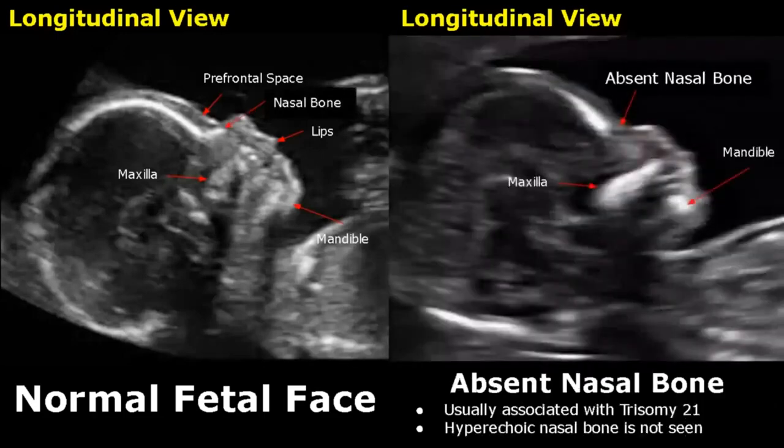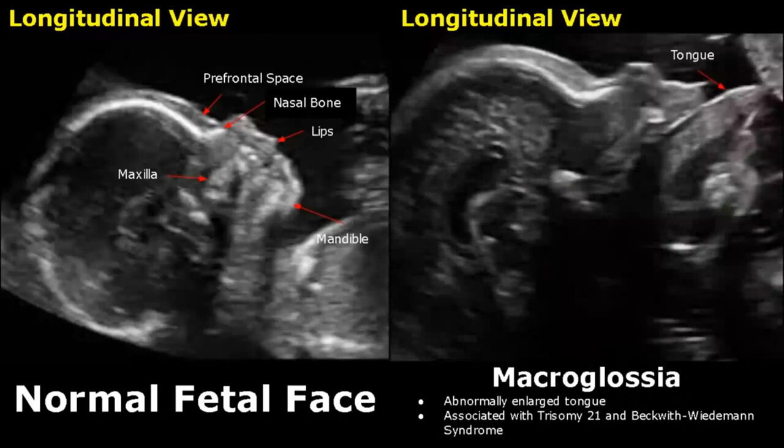Absent nasal bone is usually associated with trisomy 21. The hyperechoic nasal bone is not seen in this image, whereas in the normal image, we can see this hyperechoic nasal bone. Macroglossia refers to an abnormally enlarged tongue. It is associated with trisomy 21 and Beckwith-Wiedemann syndrome.